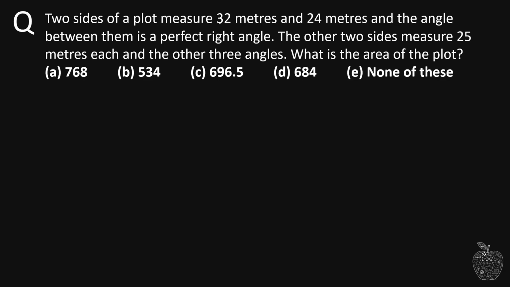Two sides of a plot measure 32 meters and 24 meters, and the angle between them is a perfect right angle. The other two sides measure 25 meters each, and the other three angles are... What is the area of the plot?